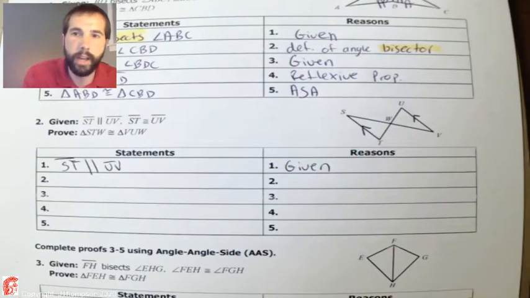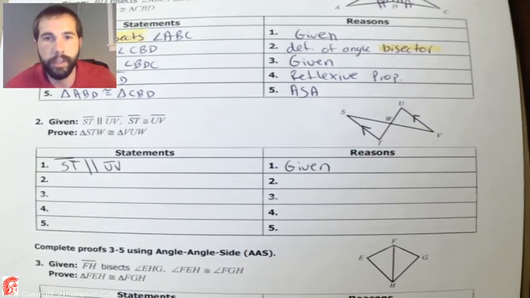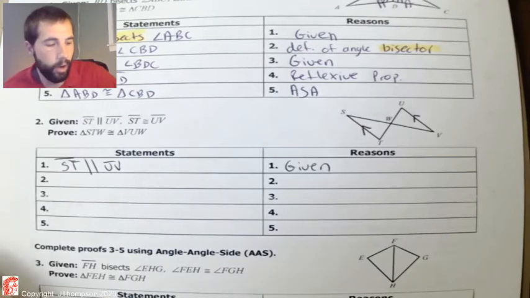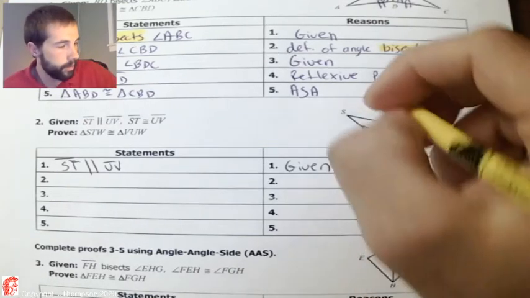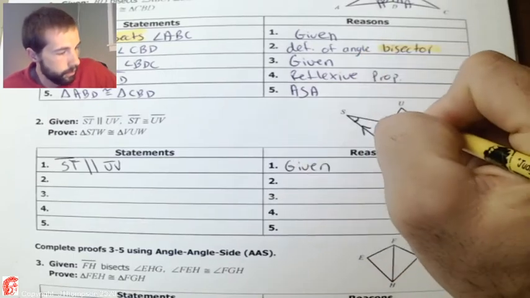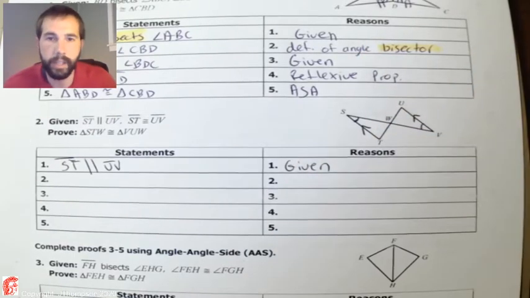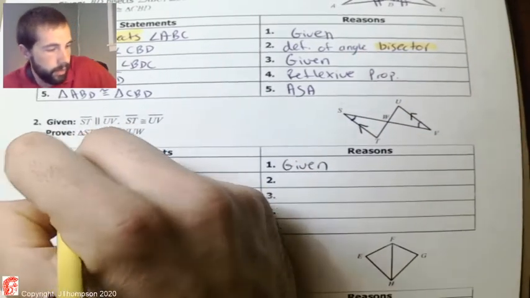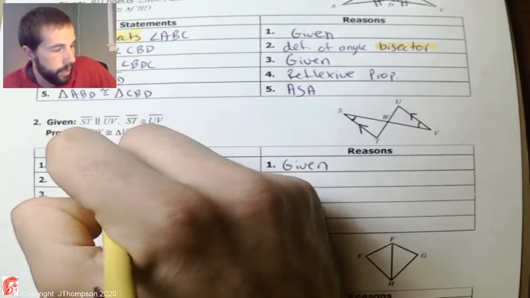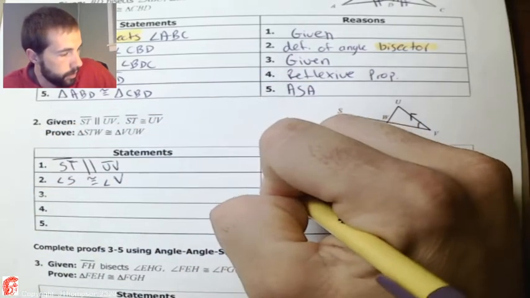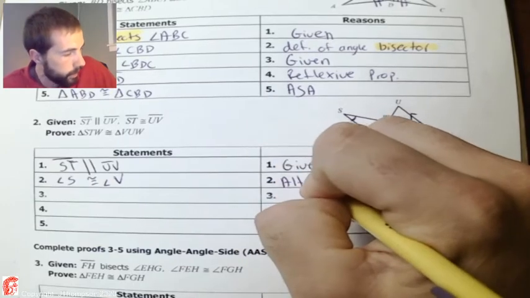Okay, when we have parallel lines, it implies a couple of different things. In this case, it implies that we have alternate interior angles. So angle S and angle V are alternate interior angles. And since the lines are parallel, they're congruent. So angle S is congruent to angle V because alternate interior angles are congruent when lines are parallel.